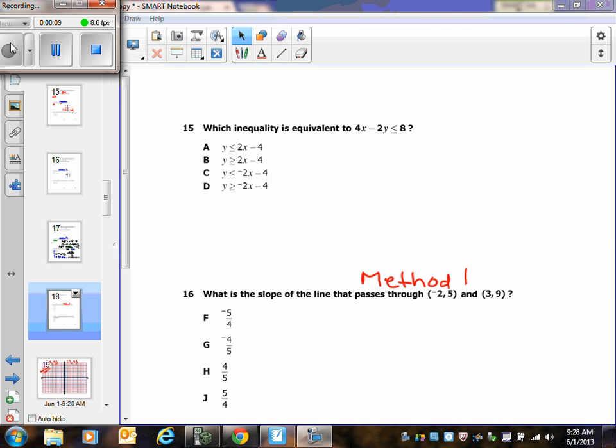Now, in question 15, which inequality is equivalent to 4x minus 2y is less than or equal to 8? Looking at my answer choices, basically all I need to do is isolate y, get y by itself. So I'm going to take that 4x and move it over to the other side.